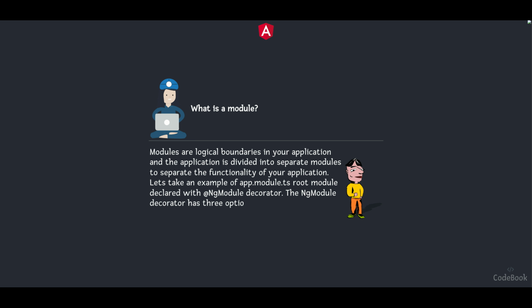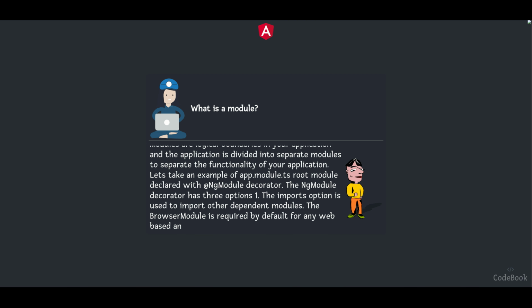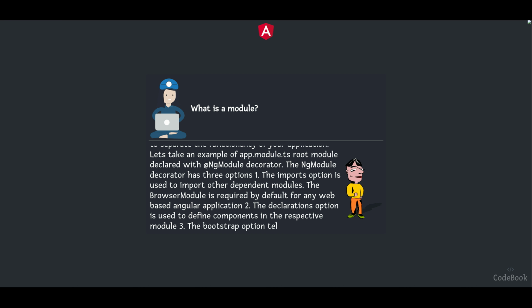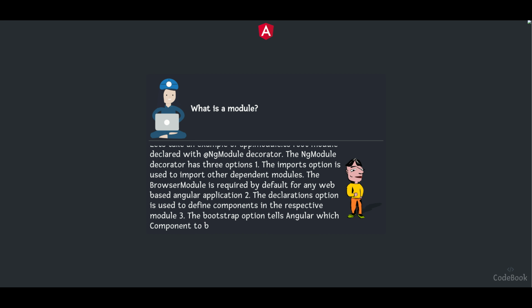The module decorator has three options. 1. The imports option is used to import other dependent modules. The BrowserModule is required by default for any web-based Angular application. 2. The declarations option is used to define components in the respective module. 3. The bootstrap option tells Angular which component to bootstrap in the application.